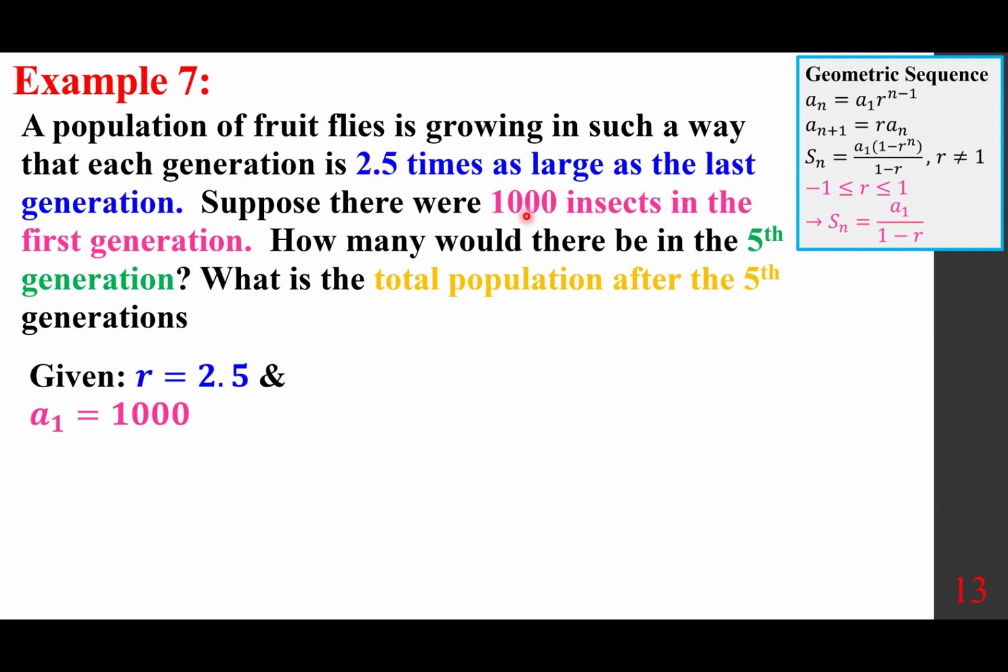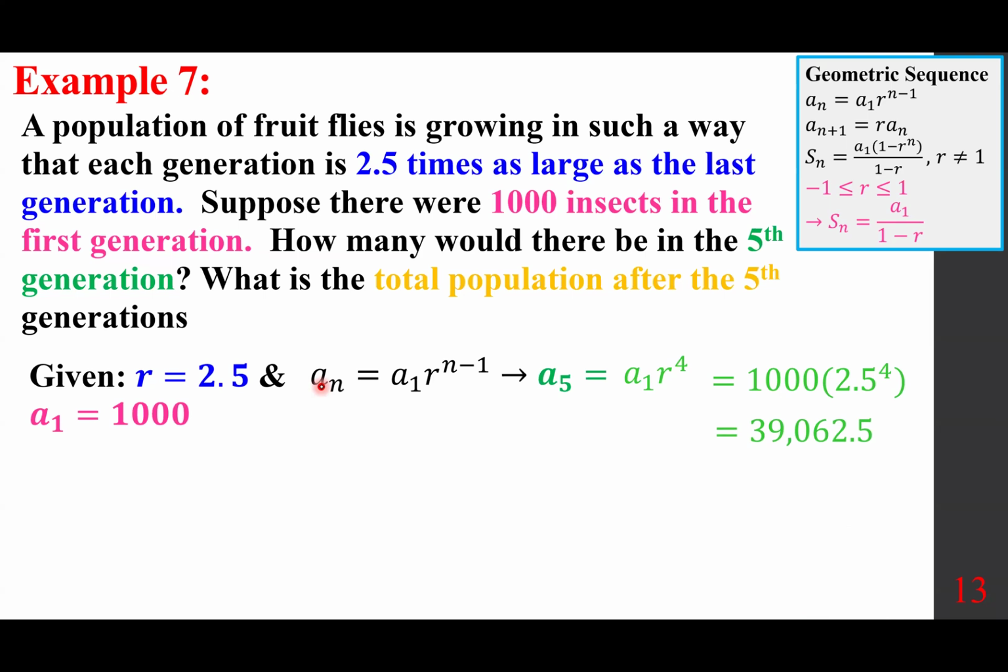For example, if the first is 1,000, the second is the product of these two, which is 2,500. A sub n is A sub 1 times R to the power of n minus 1, and we want the fifth one, so we want A sub 5, which is A sub 1 times R to the power of 4. So just plug in: A sub 1 is 1,000, R is 2.5 to the power of 4. At this point, you have to put it into a calculator. Because you're talking about the number of flies, you have to answer with a whole number, so the 2 next to the 5 goes up to 3.